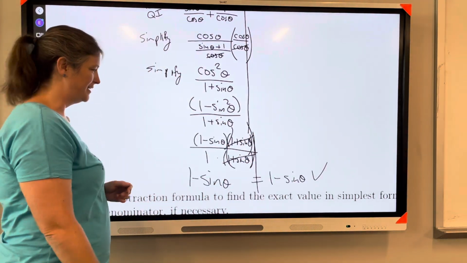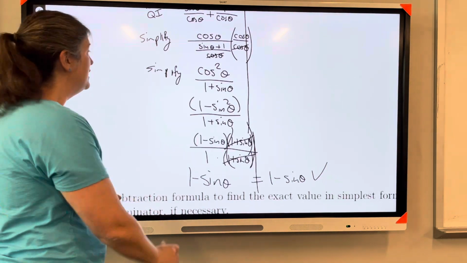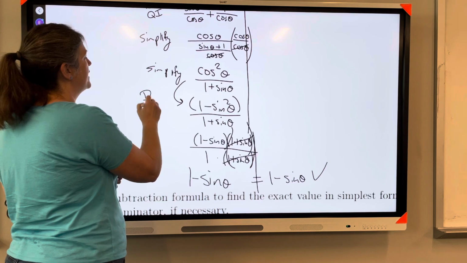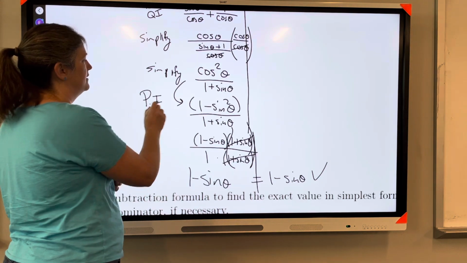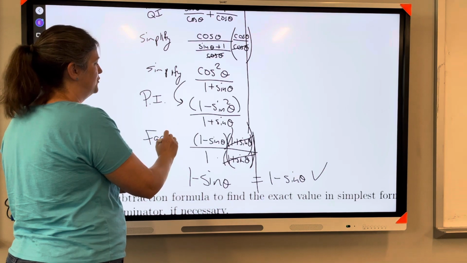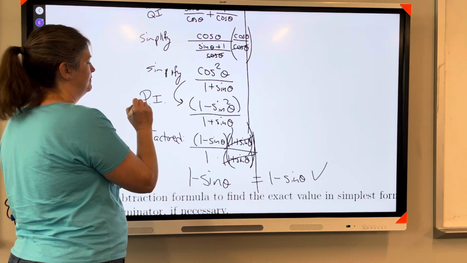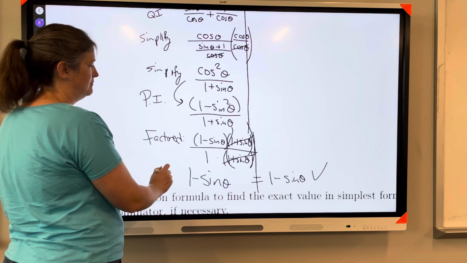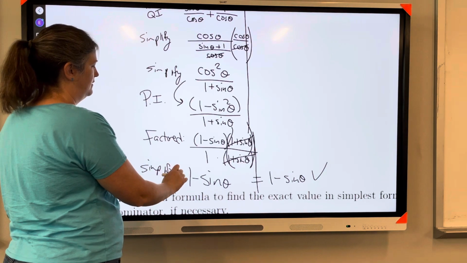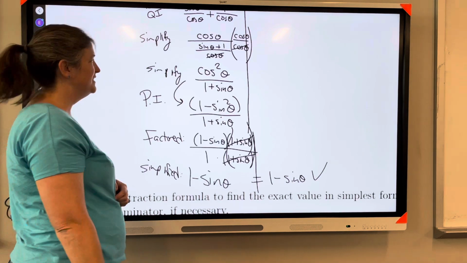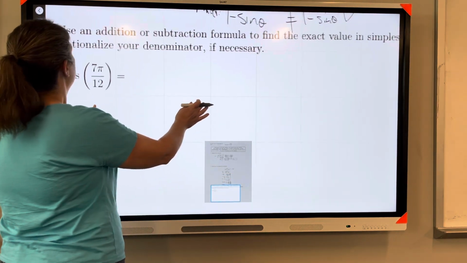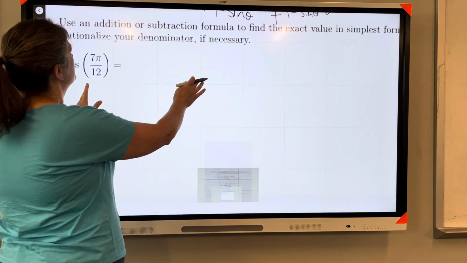Ta-da! Kind of feel like saying ta-da sometimes when I'm done. Oh, I haven't finished labeling. So to go from here to here, I use the Pythagorean identity. And then I factored, and then I simplified. Yay, done, verified, established. Now, use an addition or subtraction formula.